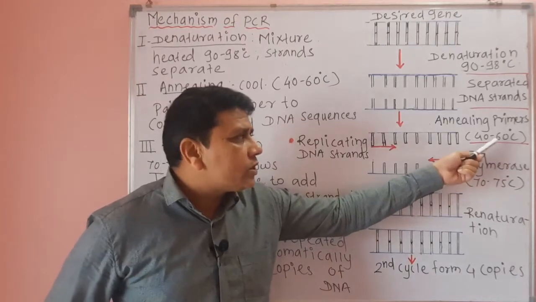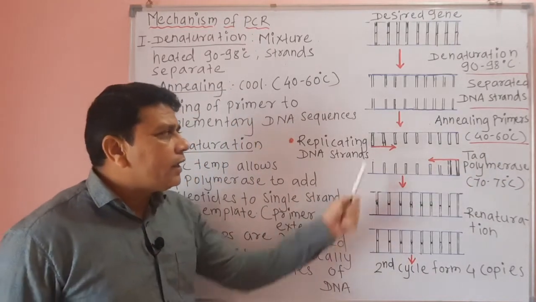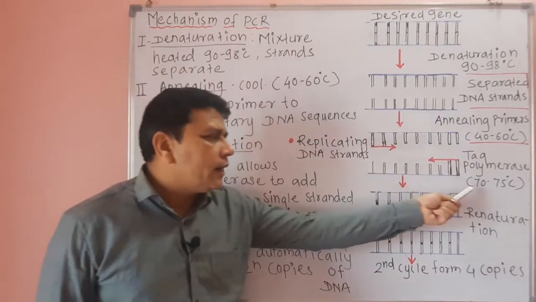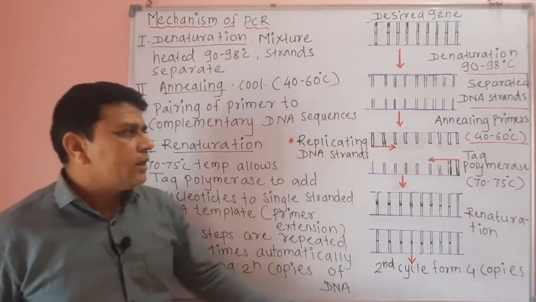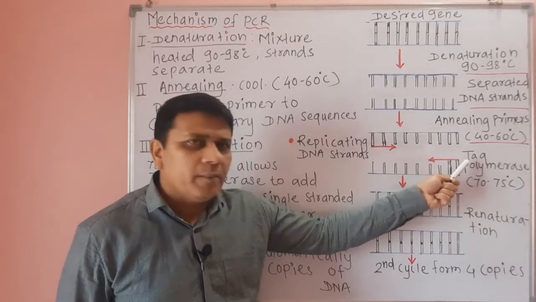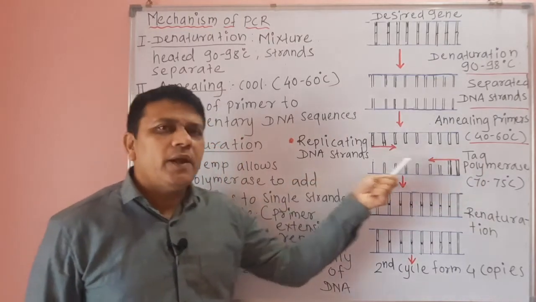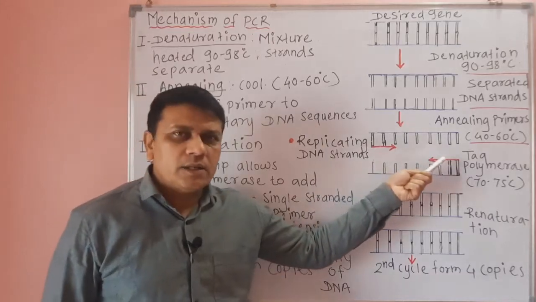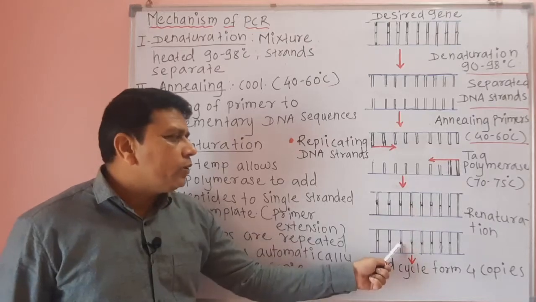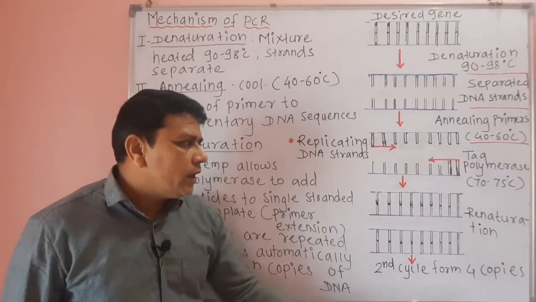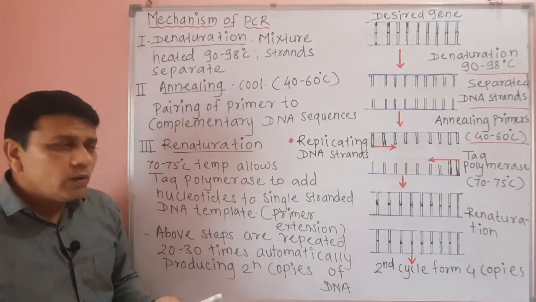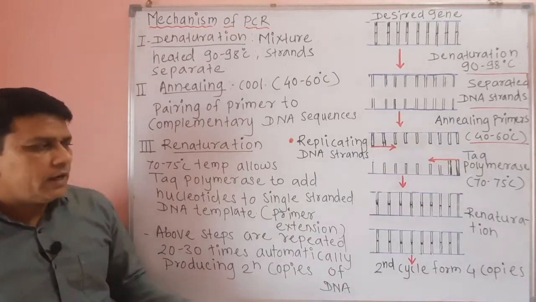and the temperature, that is 40 to 60 degrees Celsius, is maintained for the attachment of the primers. Then the temperature is again raised, that is 70 to 75 degrees Celsius. Then Taq polymerase gets attached to the primer site or to the primers, and the process of replication, or production of new strands, starts, and finally when the process is completed, two new DNA molecules are produced, and this process is called renaturation. That means production of two new DNA molecules is called renaturation.